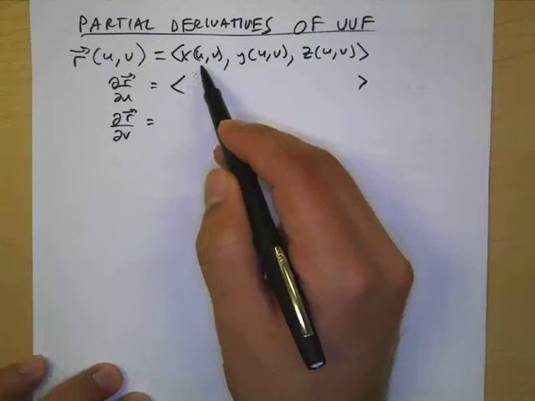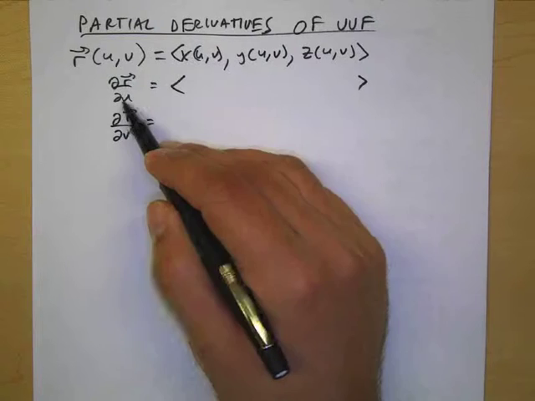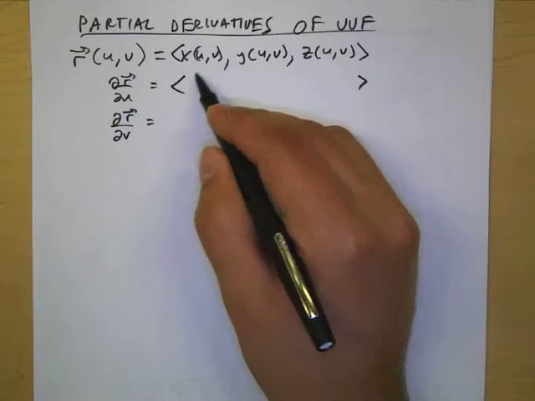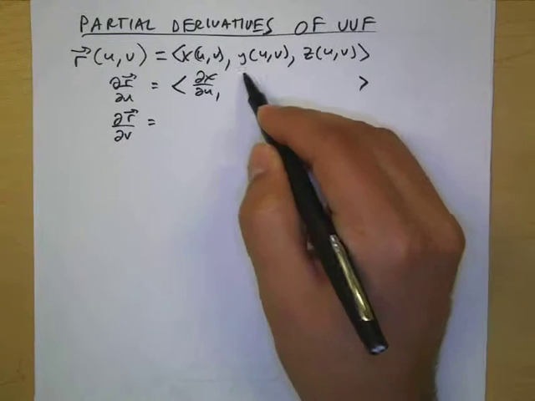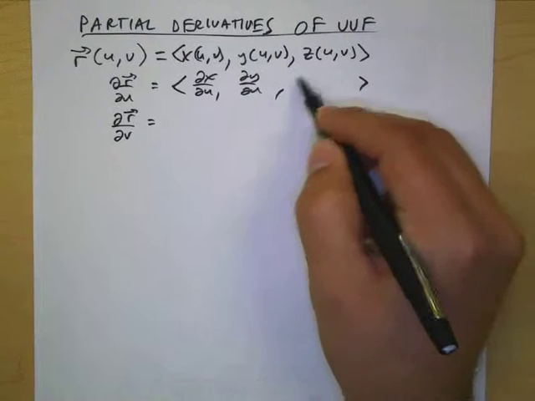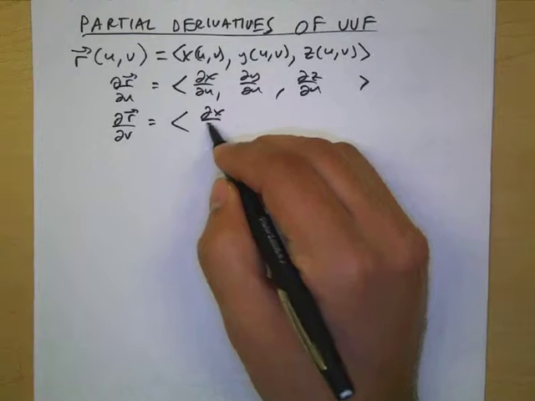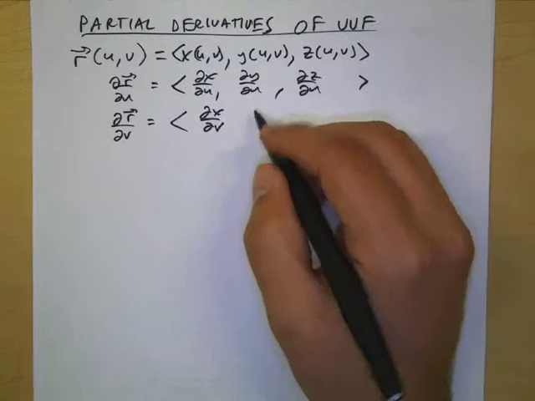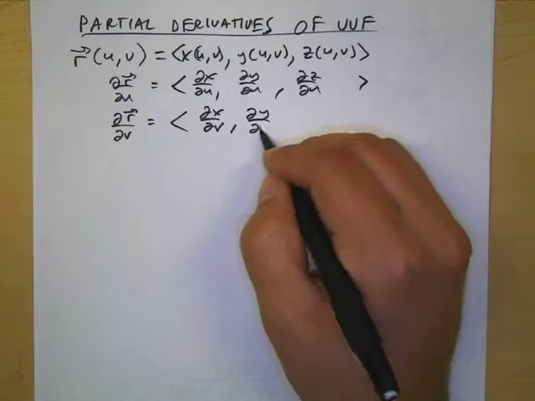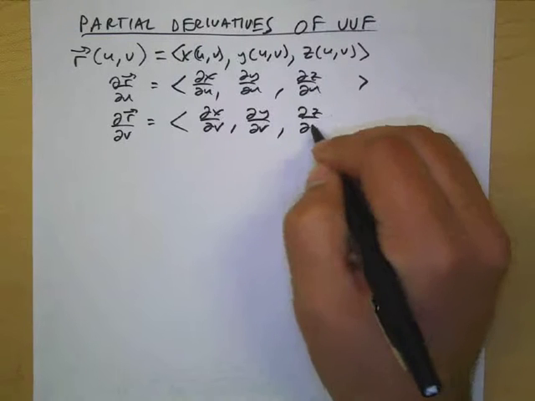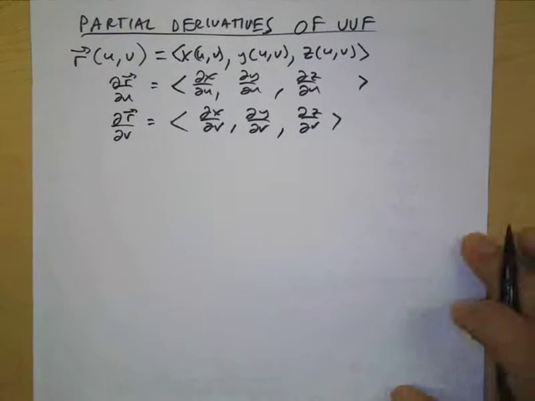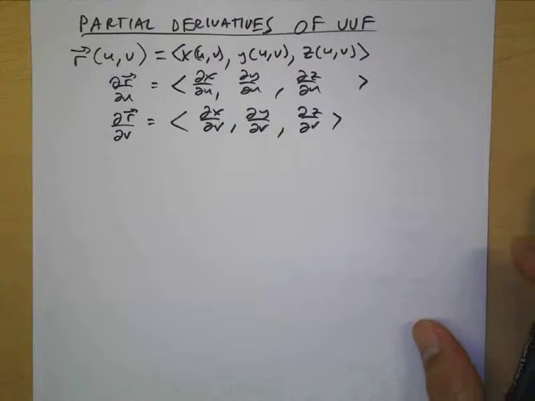When you take the partial derivative with respect to u, you get exactly partial x, partial u. Here you get partial y, partial u, and then partial z, partial u. And similarly, here you get partial x, partial v, partial y, partial v, and partial z, partial v. Okay, so those aren't horrible to work with.